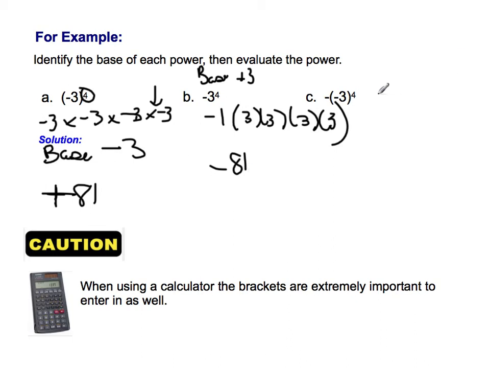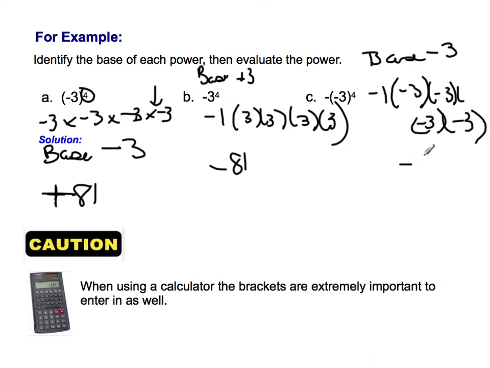In this one, I have -1. Oh, sorry, let me write this down. Base is -3 because that's what's in the brackets. But then I have that 1 out in front. So this is like saying -1 times -3 times -3 times -3 times -3. So in this case, it would be -81.